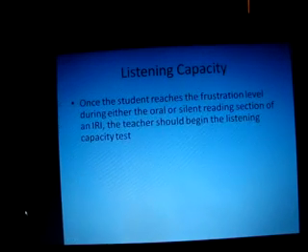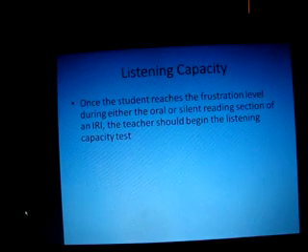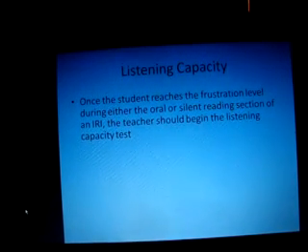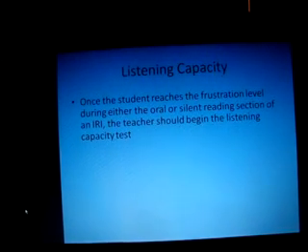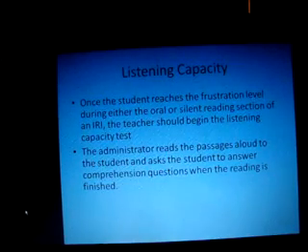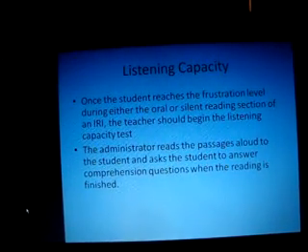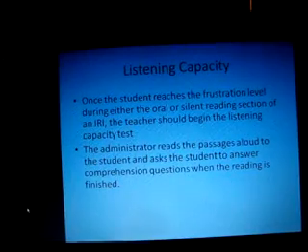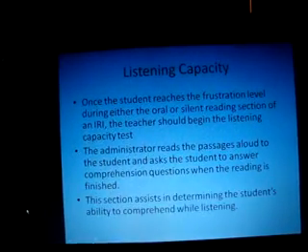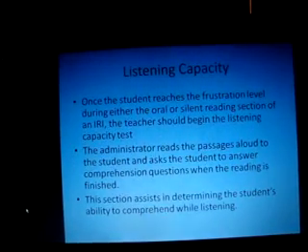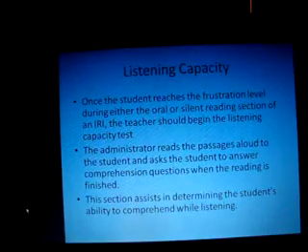Listening capacity. Once the student reaches the frustration level during either the oral or silent reading section of an IRI, the teacher should begin the listening capacity test. The administrator reads the passages aloud to the student and asks the student to answer comprehension questions when the reading is finished. This section assists in determining the student's ability to comprehend while listening.